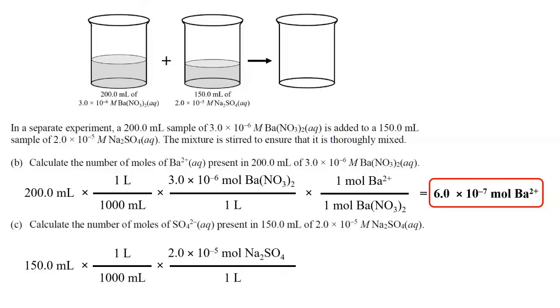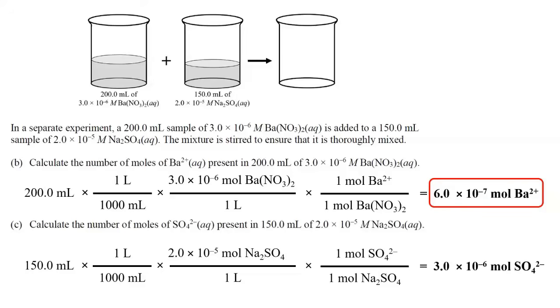Now we're trying to focus on sulfate and not sodium. So there is no subscript outside sulfate or parentheses. So there's 1 mole of sulfate for every 1 mole of sodium sulfate. So 150 divided by 1,000 times 2.0 times 10 to the negative 5 moles per liter. And I cross off my liters and my milliliters and I get moles: 3.0 times 10 to the negative 6 moles of sulfate.